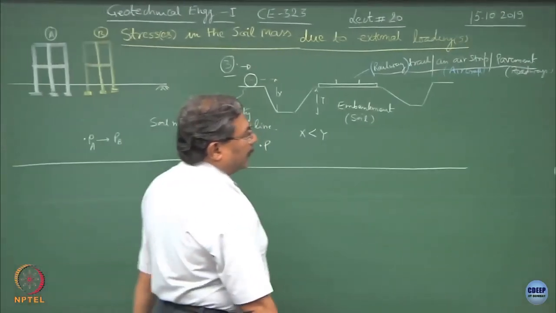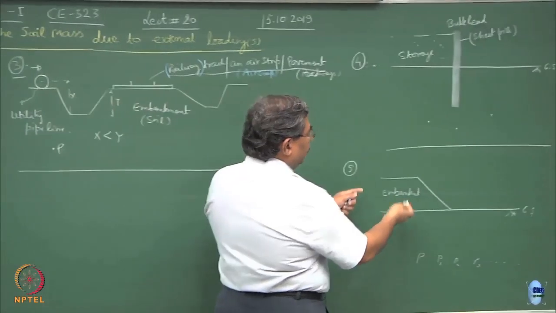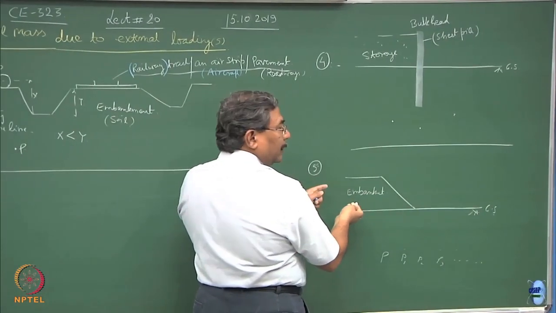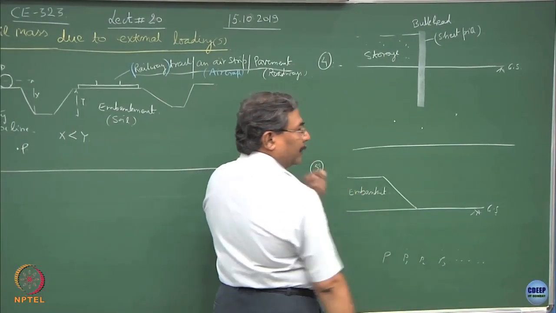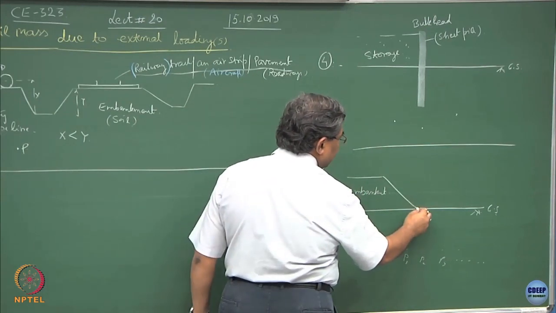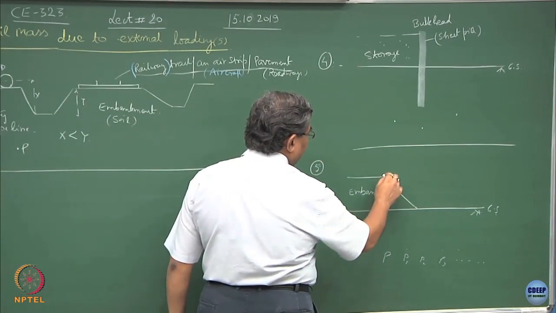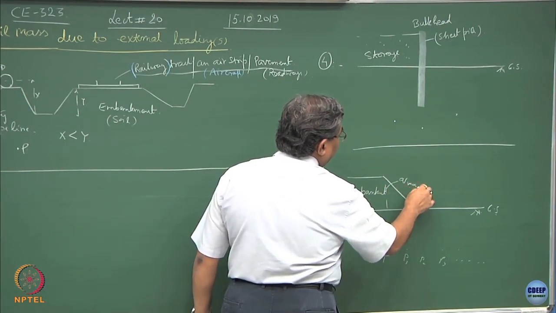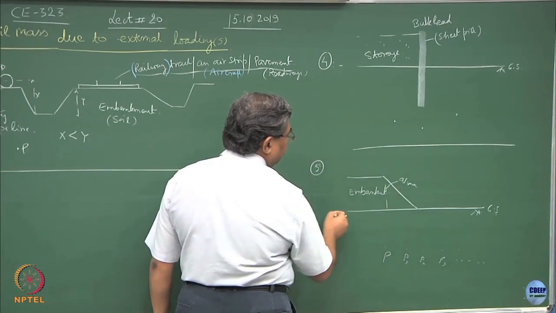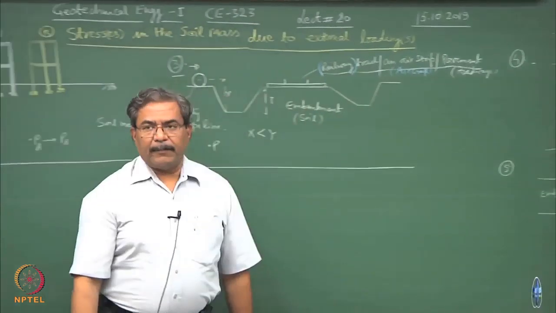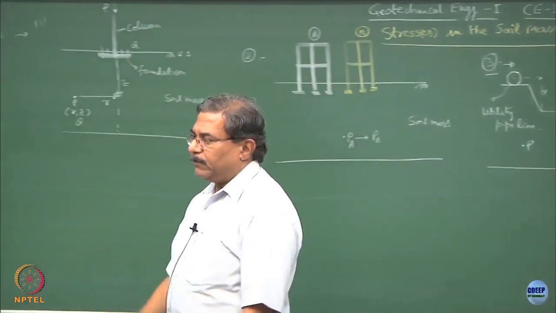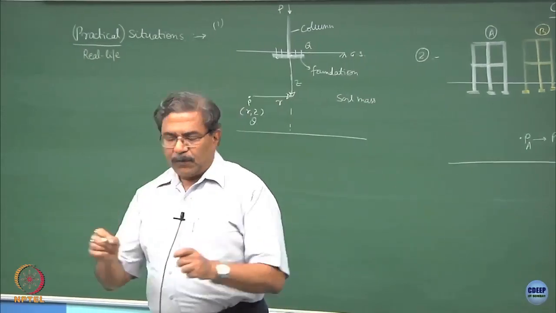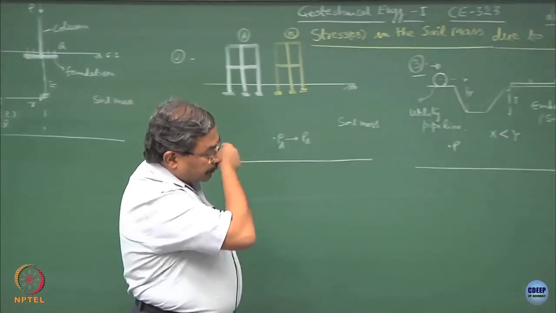What has changed over here is that the type of loading which we have has become a triangular loading. At this point, the loading intensity is 0. As you go this side, the loading increases to Q max. And then it remains constant. So, this becomes a typical loading condition which we are imposing on the soil mass.